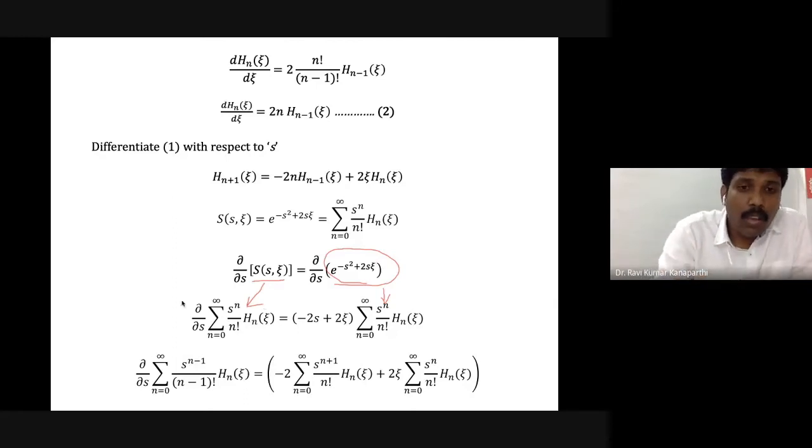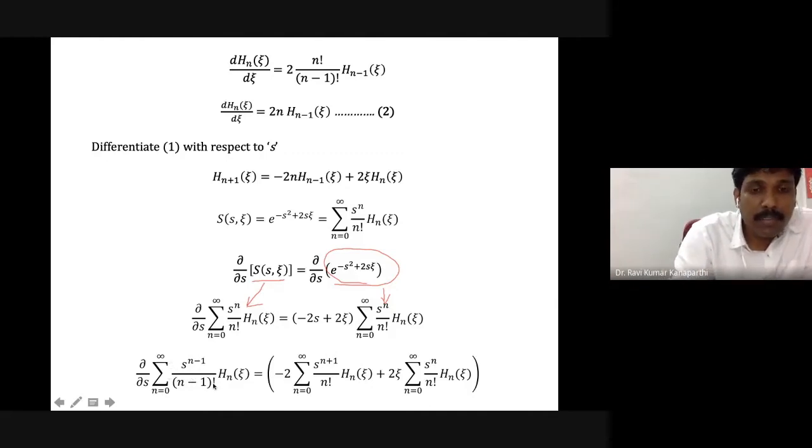Therefore, unlike in the previous case, here we have to take the first derivative with respect to s. Here you can note down s to the power n. So the derivative of s to the power n is n times s to the power n minus 1, divided by n factorial, which is nothing but 1 divided by n minus 1 factorial. So it is n minus 1 factorial multiplied by hn of z. So that is the simplification on the left hand side.